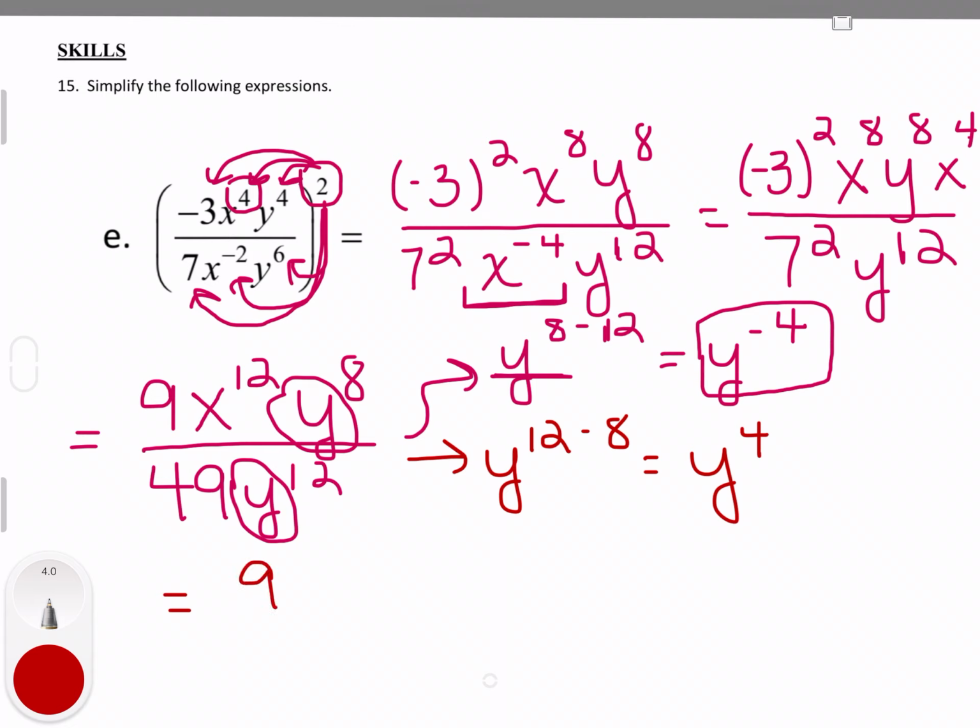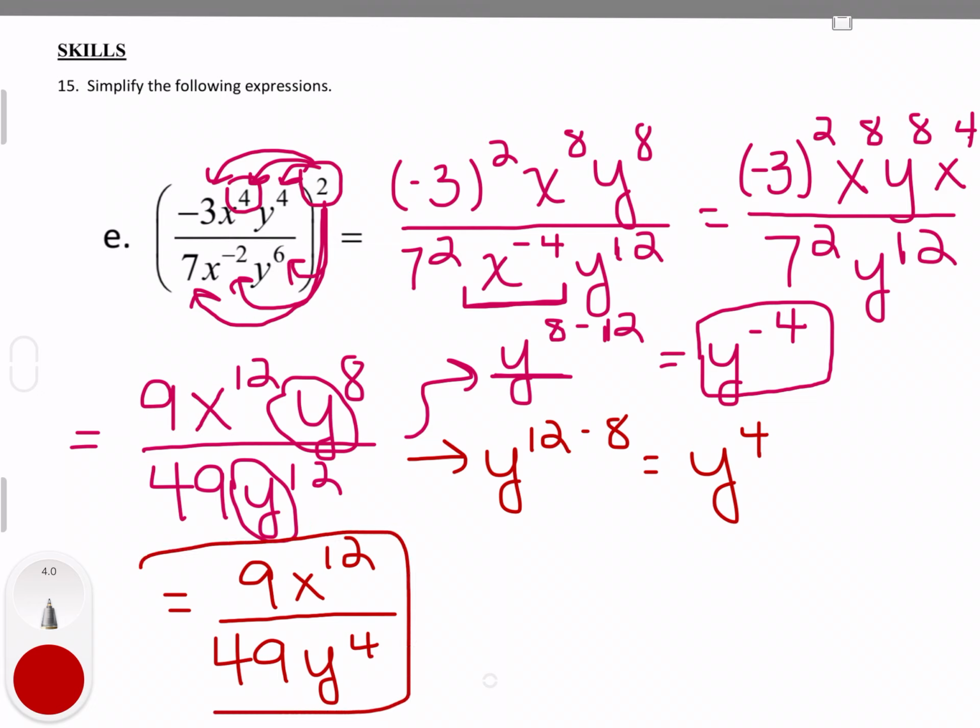Okay, so let's do 9x to the 12th, because that stays the same, and 49. And remember, our y to the 4th is going to go in the denominator because that's where the exponent is positive. And we can't break down 9 and 49 anymore, so this is going to be our final answer.